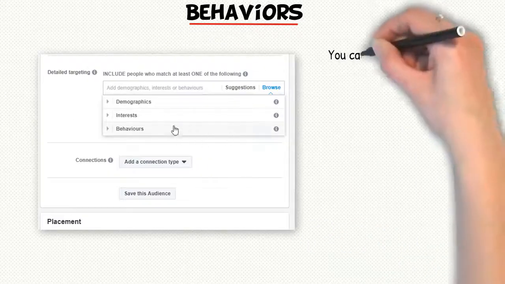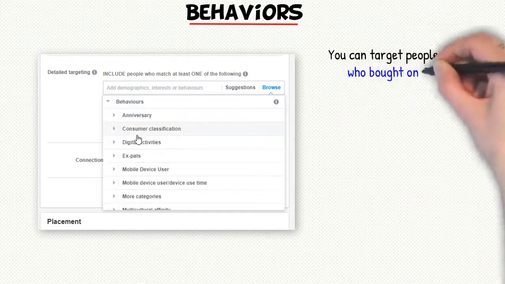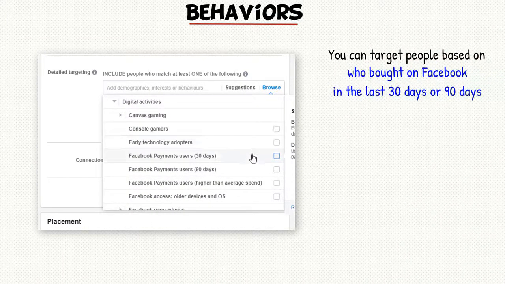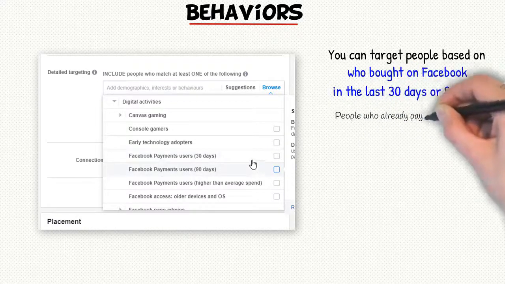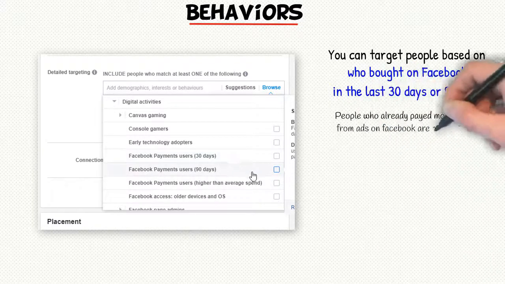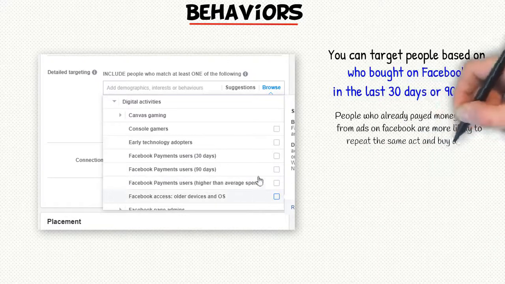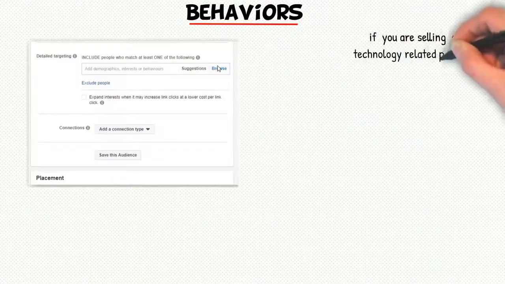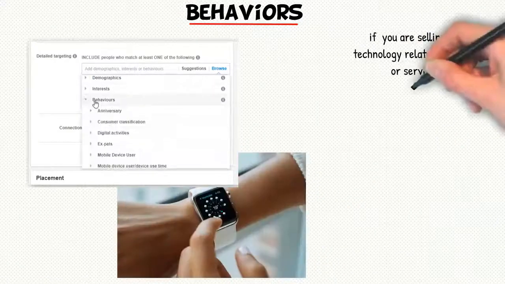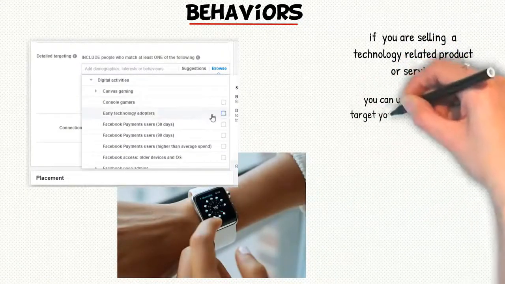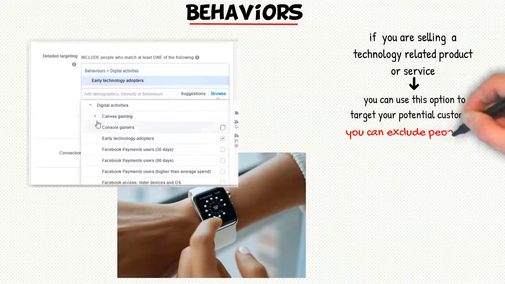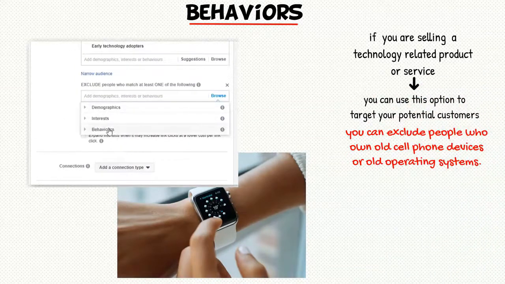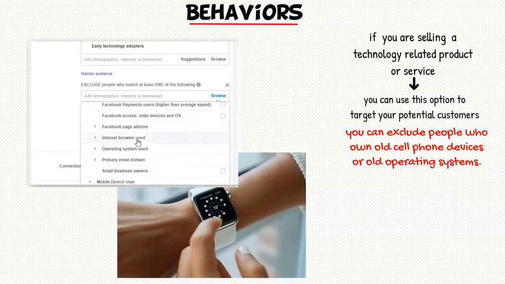Here, for example, you can target people who bought on Facebook in the last 30 days or 90 days. People who already paid money buying from ads on Facebook are more likely to repeat the same act and buy again. For example, if you are selling a technology-related product or service, you can use this option to target your potential customers, and you can exclude people who own old cell phones, devices, or old operating systems.